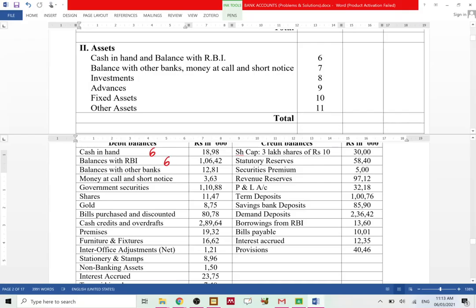Then you have balances with other banks. You can start memorizing this format this way. Cash in hand and with RBI is 6, anything that is given to other banks is 7, right? So balances with other banks is 7. Money at call and short notice is also 7. The simpler, very obvious ones are very easy to identify.